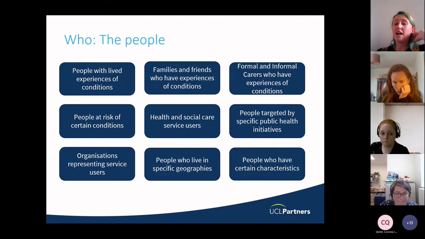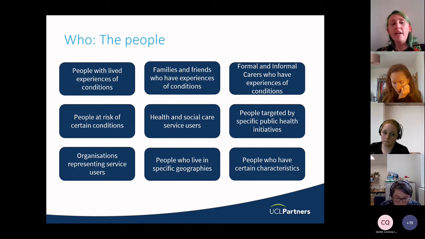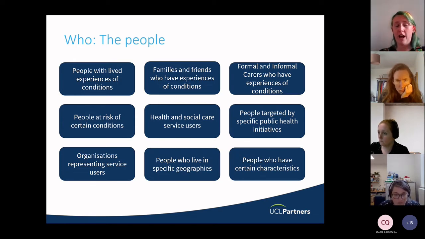You could also be looking at engaging with people who are at risk of certain conditions. So it's that they don't have a condition now, but they might be a community that has a higher incidence later in life, say heart disease. So you may want to engage with them. Equally, it could be about engaging with people who use certain health and social care services, or the people who should be using those services but actually aren't.